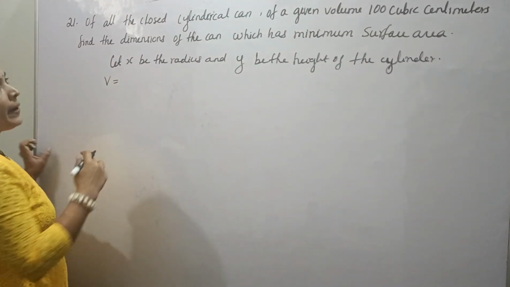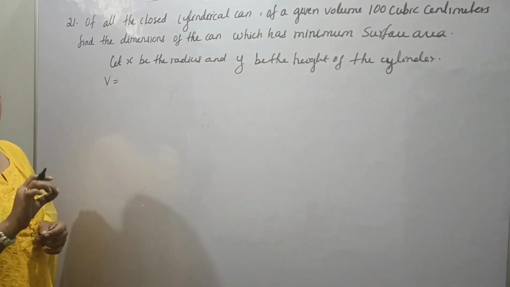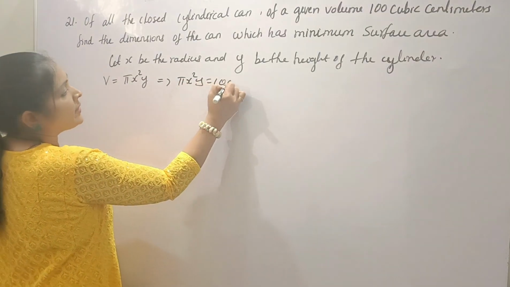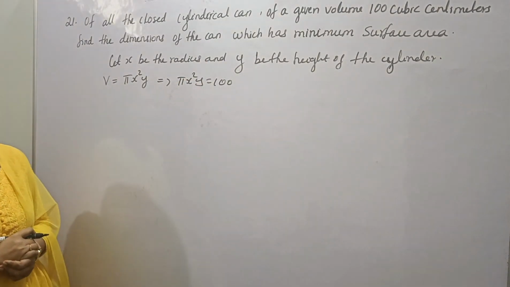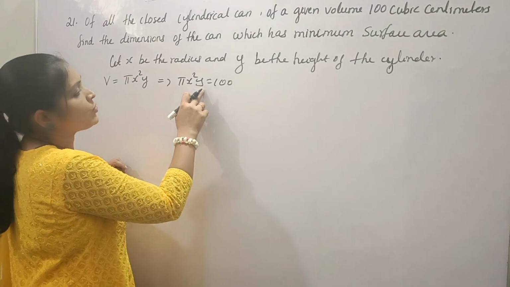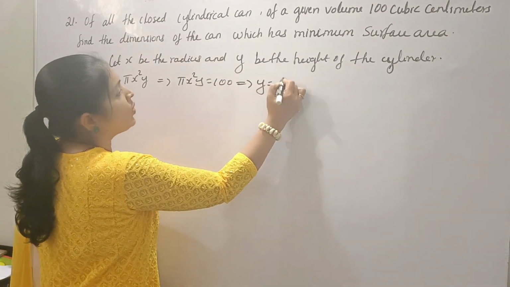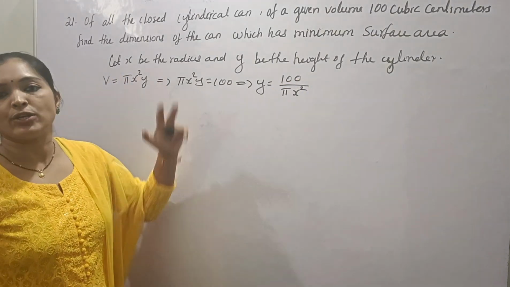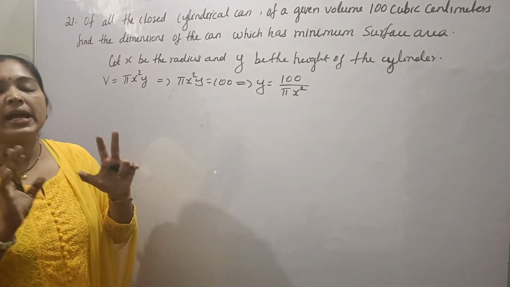Okay, then the volume is given, right? So the volume of the cylinder is nothing but pi r square h, where r is the radius and h is the height. Here x is the radius, so pi x square y. That implies pi x square y is equal to 100. That is given, right? Volume of the cylinder is 100 cubic centimeters. Therefore pi x square y is equal to 100. That implies y is equal to 100 divided by pi x square. Here we have to find x and y when the surface area is minimum.